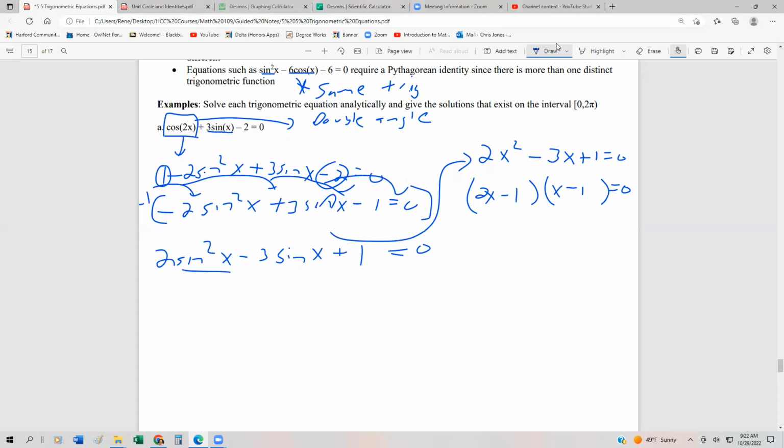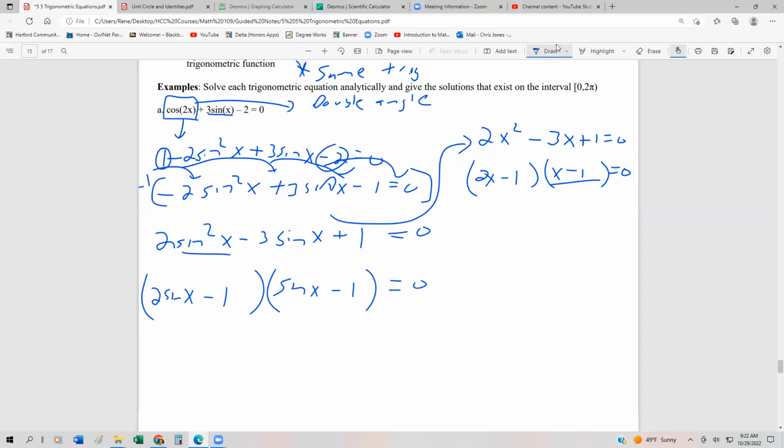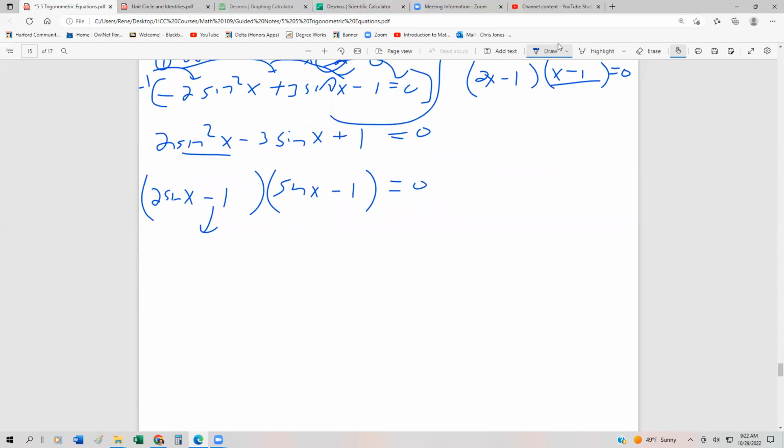So I'm going to now write this as the quantity of, instead of x, 2 sine x minus 1. And then instead of x minus 1, I'm going to write that as sine x minus 1 equals 0. Now I can set both of these factors to 0. So 2 sine x minus 1 equals 0. And then sine x minus 1 equals 0. This becomes sine x equals 1/2 by adding 1 and dividing by 2. This becomes sine x equals 1.